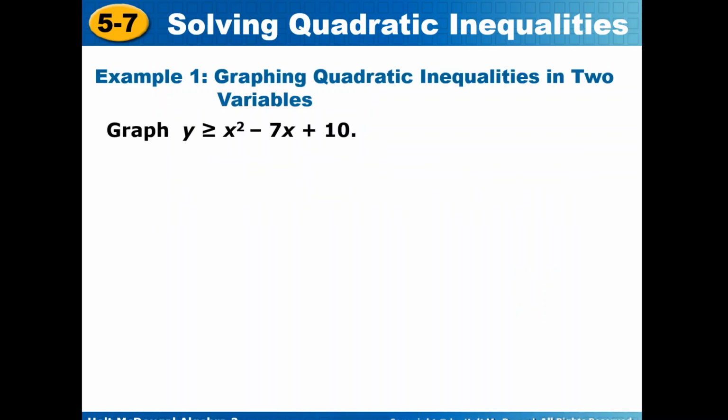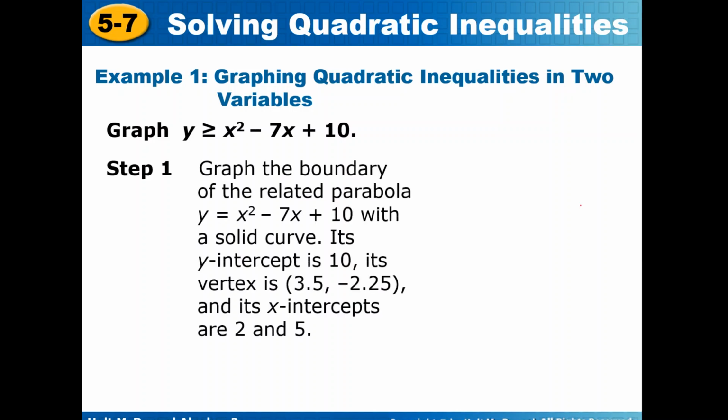All right, in this example, we're going to be graphing quadratic inequalities in two variables. The first thing that we want to do is graph the boundary of the related parabola. So I'm going to set it equal, though I do know that it's going to be a solid curve because this says greater than or equal to, just like we did with the linear.